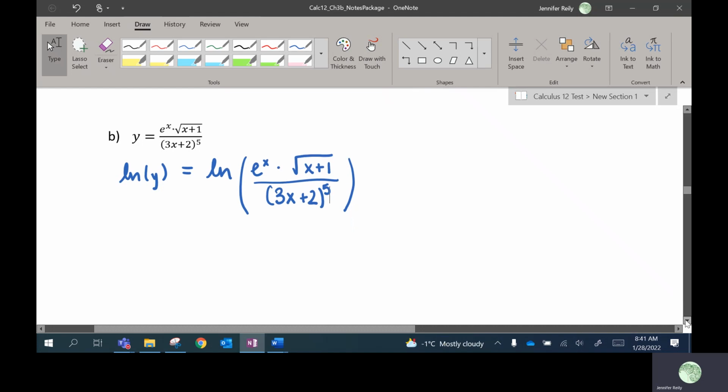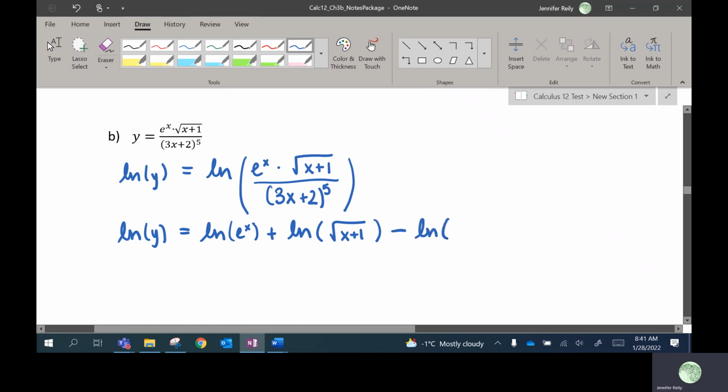Okay, so now we're going to break this apart using the log laws. We have a product and a quotient, so we can separate it out. So remember, we're not doing any derivatives yet. So when you have a product, you can add them, the ln of root x plus 1. And then when you have a quotient, you could subtract. So it would be 3x plus 2 to the power of 5. Okay, I have some exponents in all three, so I'm going to bring those down in front. Again, I'm not doing any calculus yet. I'm just using log laws.